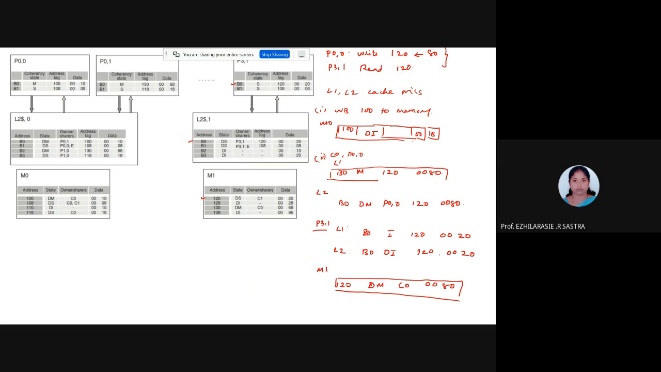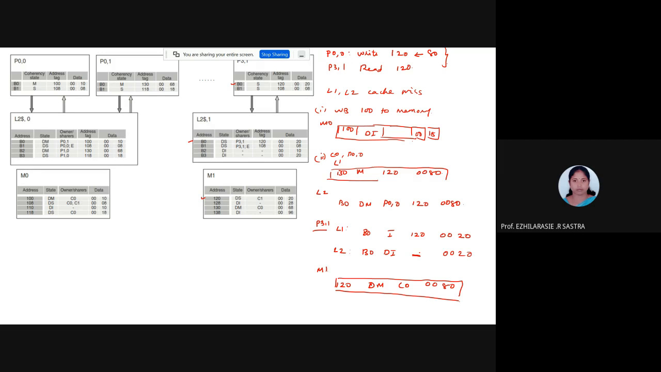And one more, sorry: when it is invalid, you don't need this entry also. According to the cases they gave, I think this data is invalid, so no need of this. Whatever the previous data we have, we just retain that, but no need to mention the address tag. These are all the operations that will happen when you are writing 80 to the location 120.